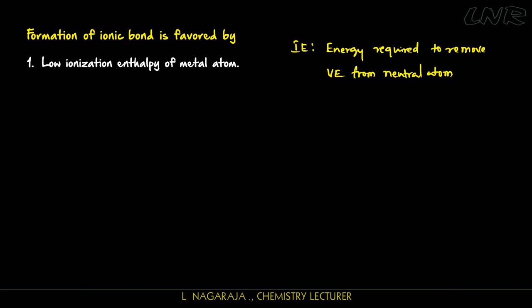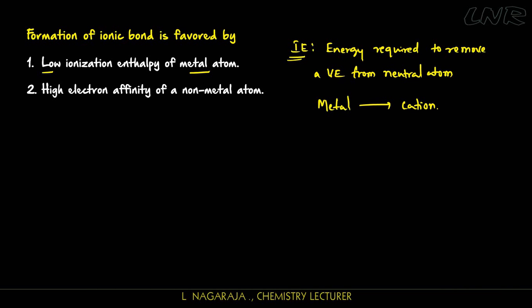The amount of energy required to remove a valence electron from a neutral atom is called ionization energy. This ionization energy is always low for metals. So the low ionization energy of metals is favorable for the formation of an ionic bond. If the ionization enthalpy is very low, then the metal easily loses electrons and is converted into cations. That is, the lower the ionization energy, the more easily metals are converted into cations.